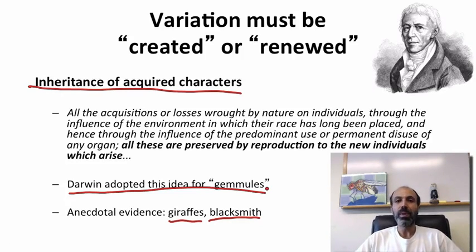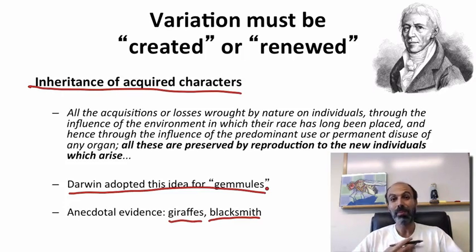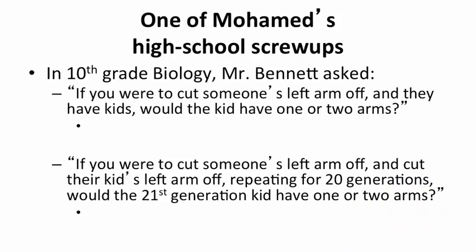Now, you may know that this is not exactly correct, and I'll show you one case where I messed up. If you go back to my 10th grade high school class, my teacher, Mr. Bennett, asked some questions. He said, if you were to cut someone's left arm off and they have kids, would they have one or two arms? That was one question on a quiz. The next question is, if you were to cut someone's left arm off and cut their kid's left arm off, repeating for 20 generations, would the 21st generation kid have one or two arms?